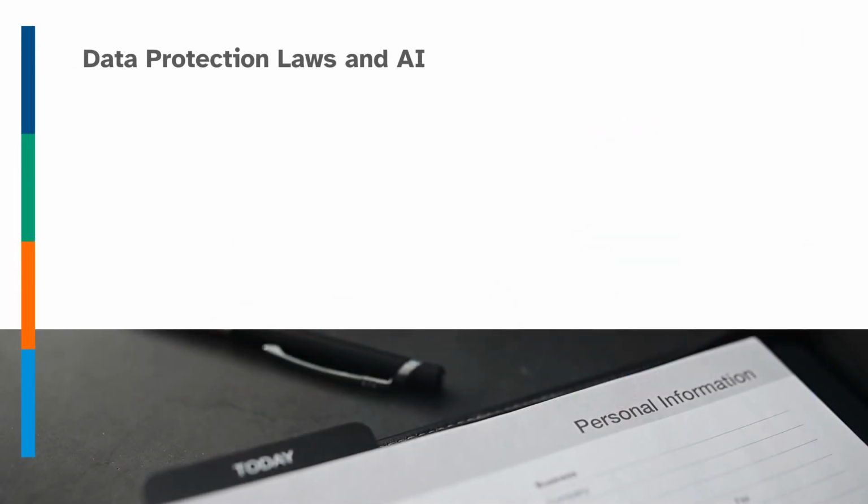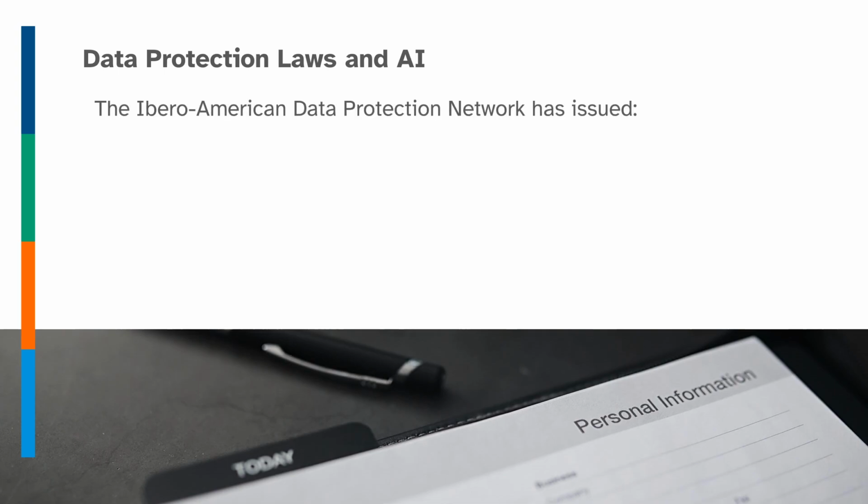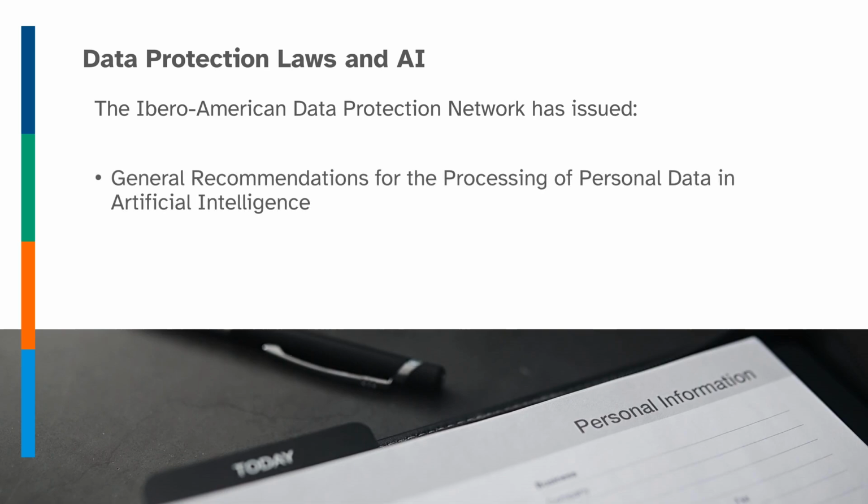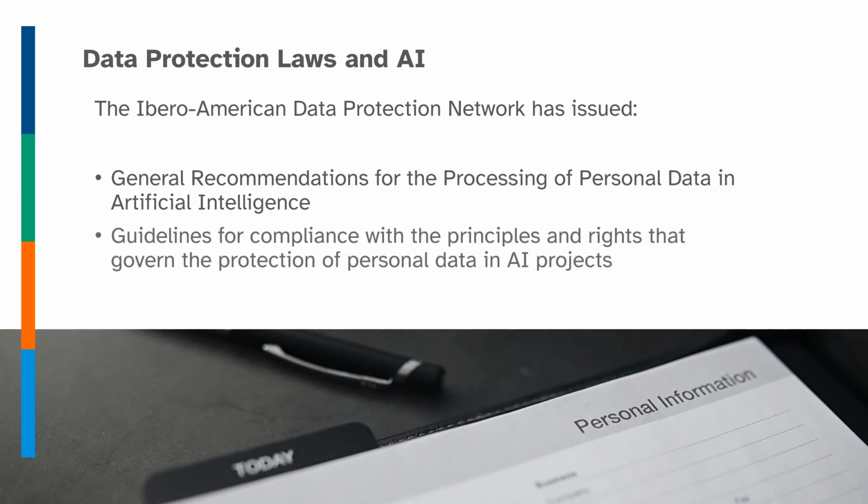Some standards and guidelines are designed specifically to manage the use of personal data for AI. For example, the Ibero-American Data Protection Network has issued general recommendations for the processing of personal data in artificial intelligence and guidelines for compliance with the principles and rights that govern the protection of personal data in AI projects.